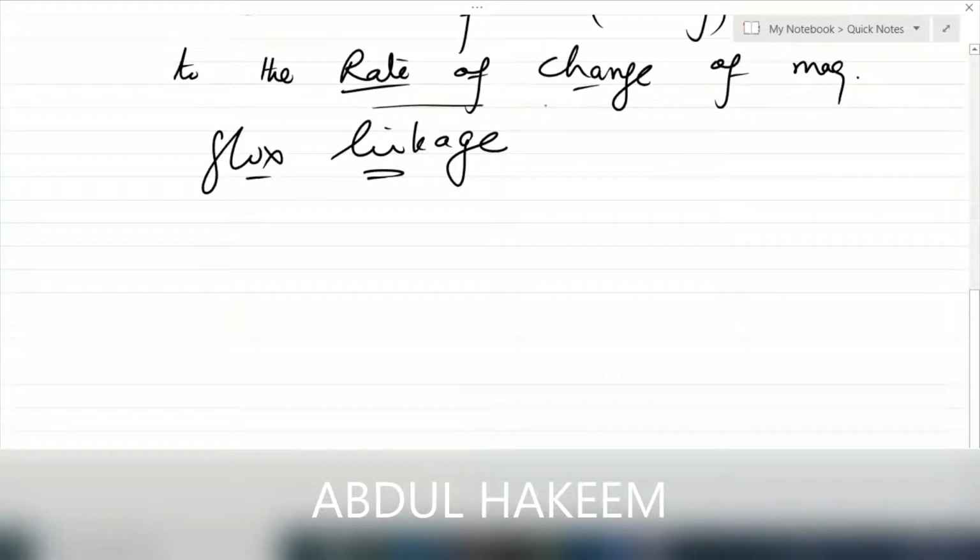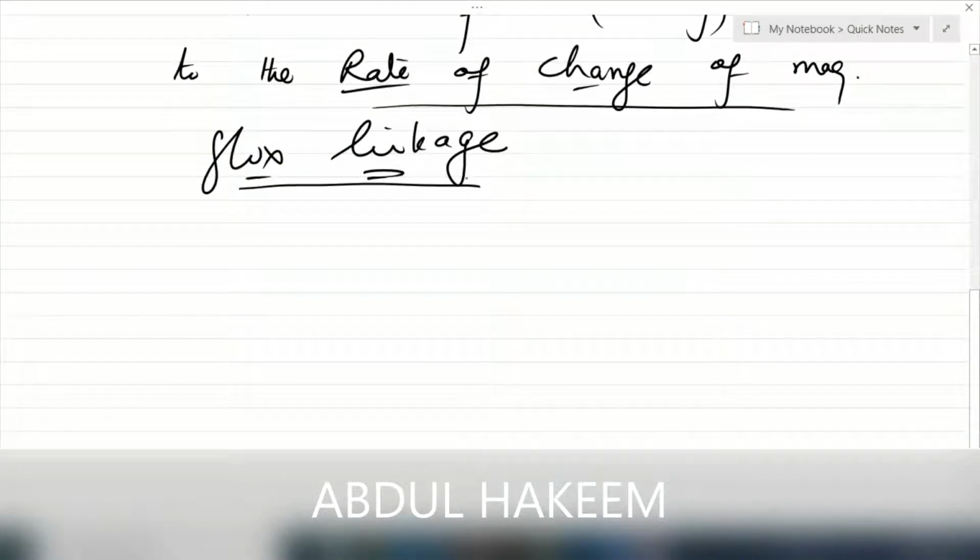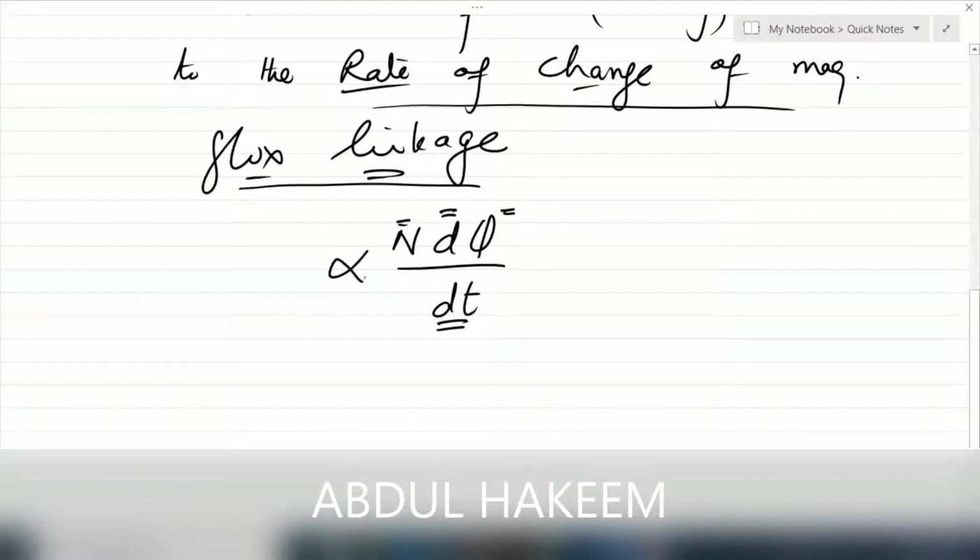Now, what is rate of change of magnetic flux linkage? N delta phi, or d phi divided by dt. So N is the number of turns of the coil for the linkage, d phi is the changing flux, and dt is the time. So the rate of change of magnetic flux linkage is directly proportional to induced EMF.